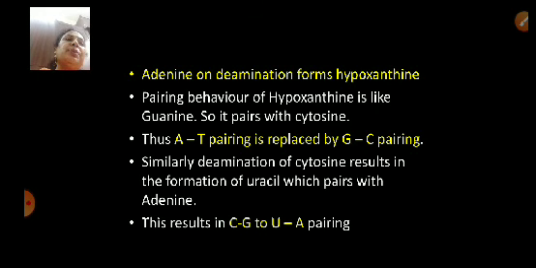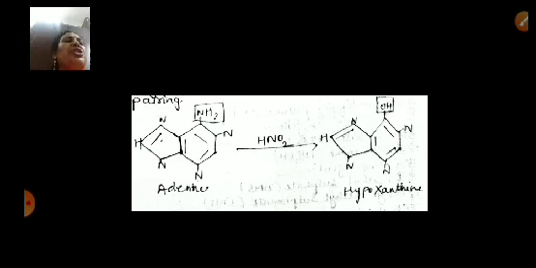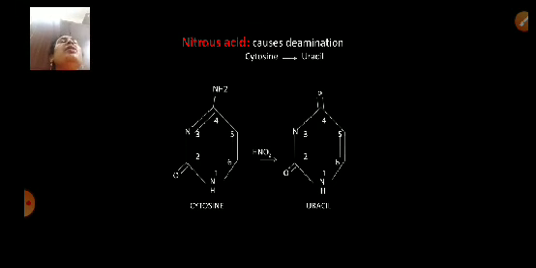Why is AT pairing replaced by GC pairing? Because hypoxanthine behaves like guanine, so hypoxanthine pairs with cytosine. Initially where there was AT pairing, it has now been replaced by GC pairing. Similarly, cytosine also undergoes deamination and forms uracil. You know that uracil pairs with adenine. Initially there was cytosine, so there was CG pairing. Now cytosine upon deamination forms uracil, so it will be UA pairing, and naturally CG pairing will be replaced by AT pairing. So again there is a transition type of mutation taking place because of deamination by nitrous acid.